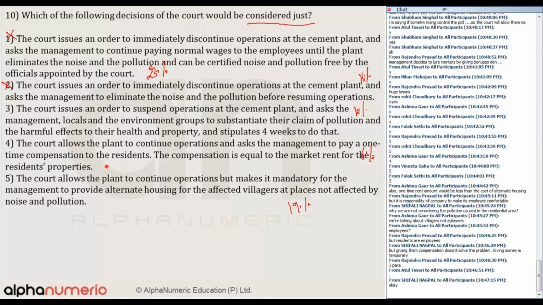So that's why I think the correct answer should be option number 4. Okay? Because it is justified for both the parties. Option number 5 will become very much costly actually. If they are giving the compensation, they can shift to the other places.